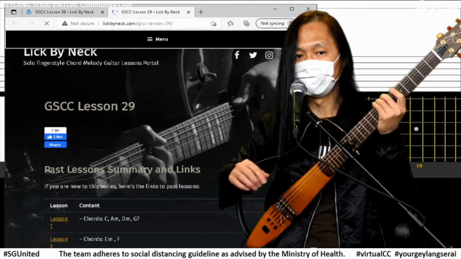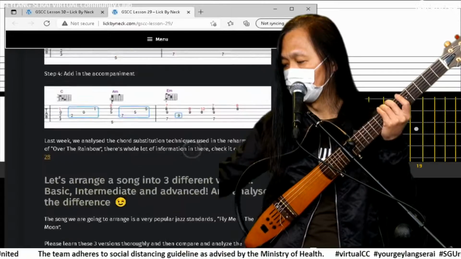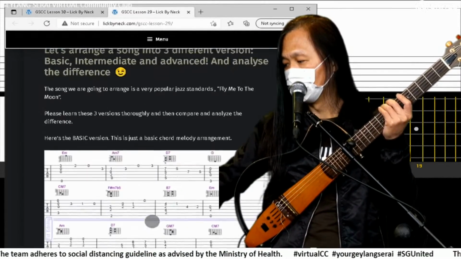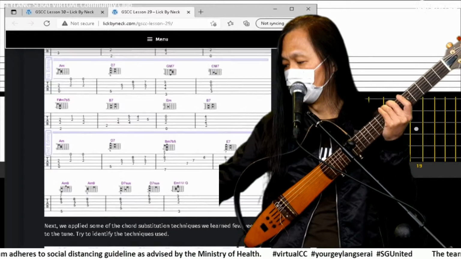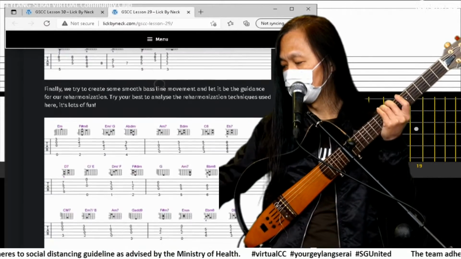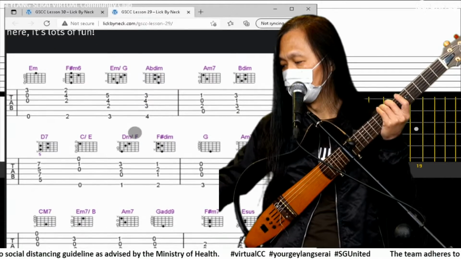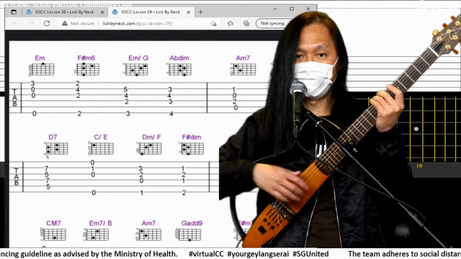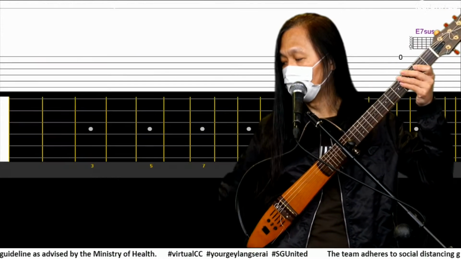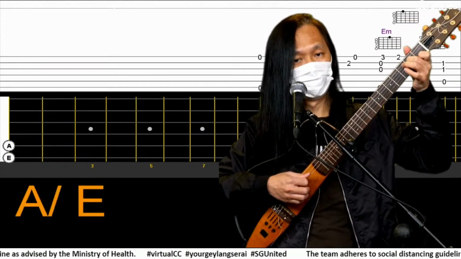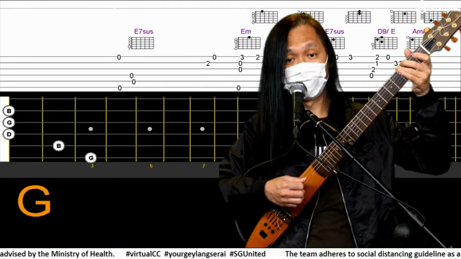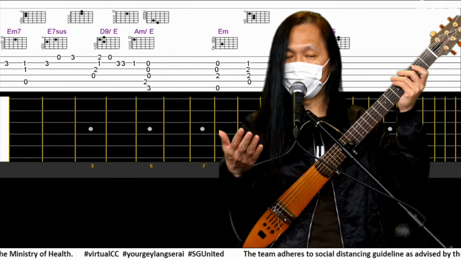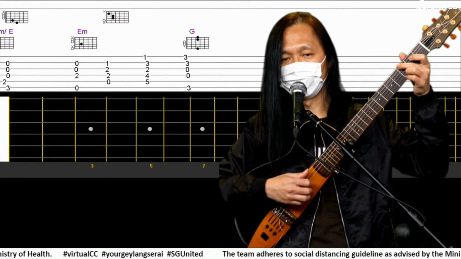Let's go through last week's lesson, lesson number 29. Look at the arrangement. These are the three different versions, and this is the last version. You can see this is a very involved version. The very basic version has E minor, A minor, D, and G. We'll go a little bit fast because there's a lot I could explain today.